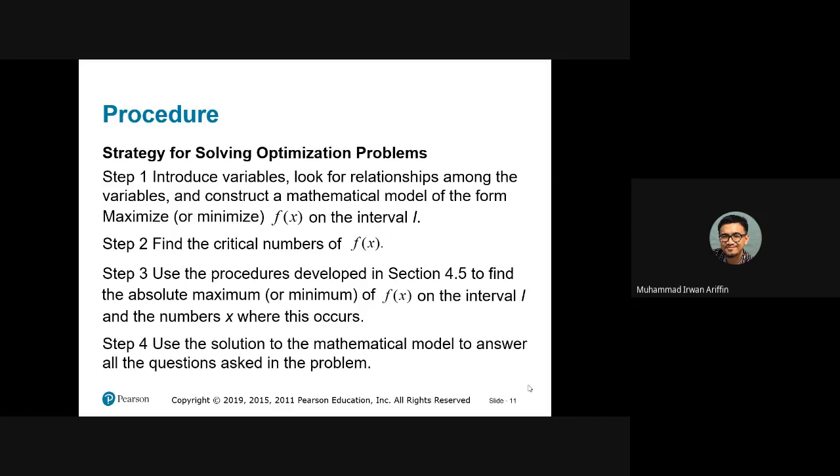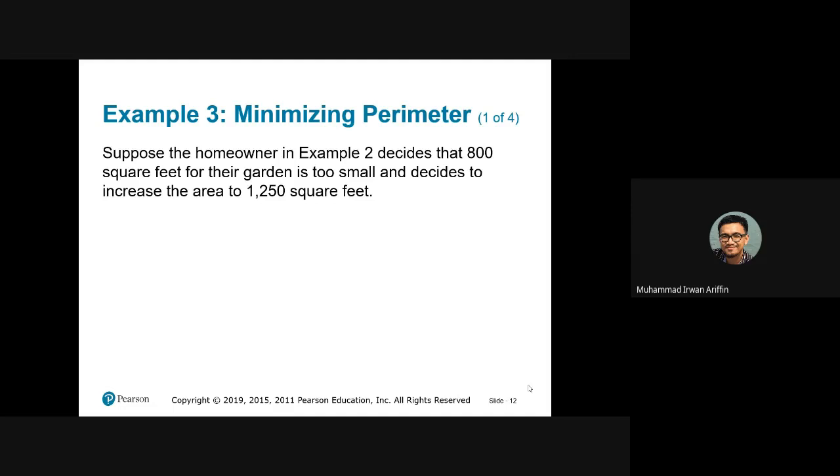And finally, step number 4, we use the solution that we found in step number 3 to find the answer to all the questions asked originally in the problem. So don't forget step number 4. This would be the final answer to the problem. Okay, so let's do this example together.